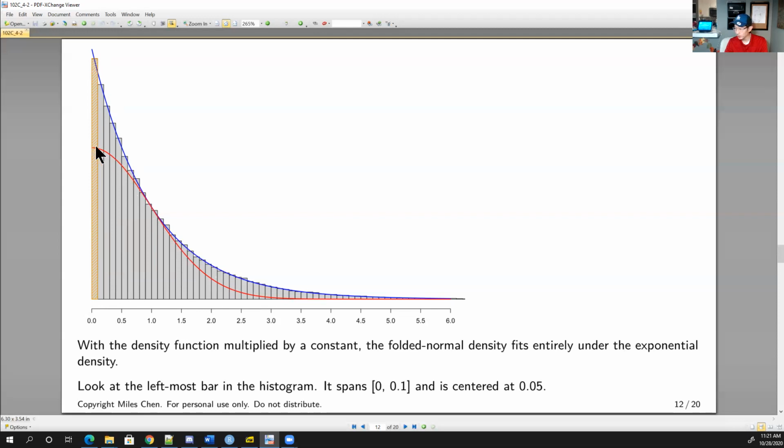The folded normal looks like this red line, and we can see we are proposing way too many values here. So I only want to keep this proportion. If I go from 0 to 100%, I don't want to keep 100% of this bar. I only want to keep around 60-something% of it, going from 0 to this red line. So what proportion is that?